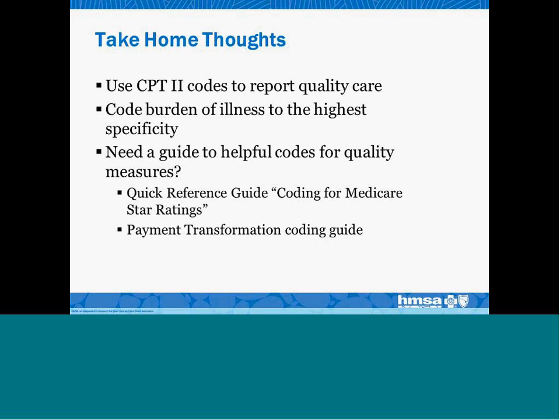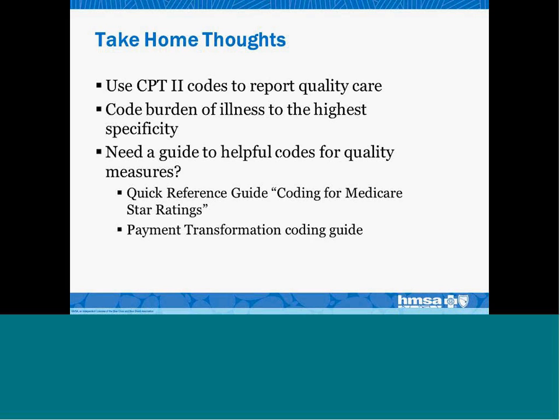So I'd like to leave you with a couple of thoughts related to Stars and quality metrics and how your coding affects the overall quality of the health plan. The first is we do ask that you use CPT2 codes where you can to report quality care. That allows you to close gaps in care and to report the work that you're completing. We also ask that you code burden of illness to the highest specificity because it does affect measures that are risk adjusted.